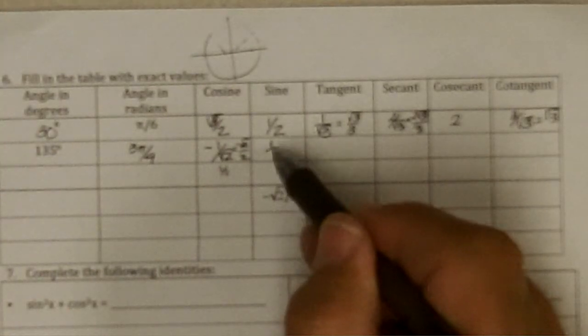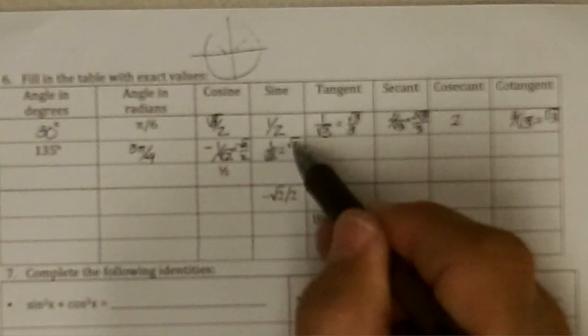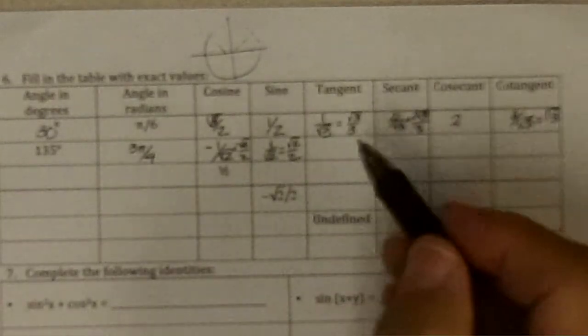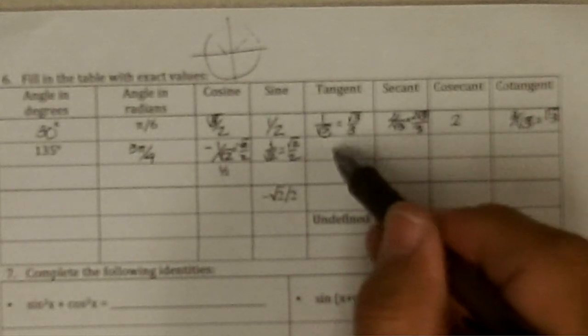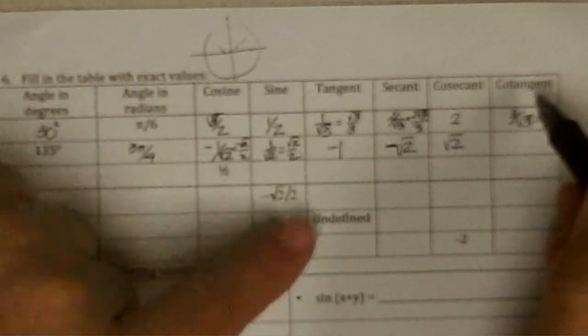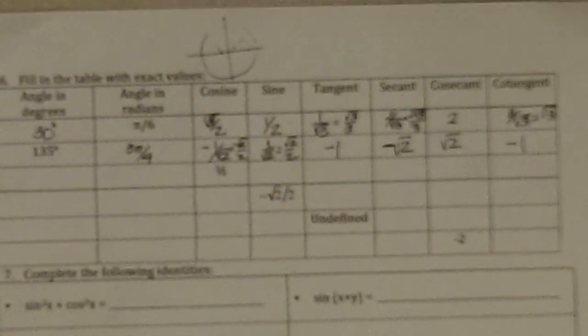The sine would be up 1 over the square root of 2, or square root of 2 over 2. Tangent will be the ratio of these, which they're both the same except one's negative, and so it's -1. Secant is negative square root of 2. Cosecant, reciprocal of sine, is square root of 2. This was negative. And then the cotangent would be -1 also. The reciprocal of -1 is -1.